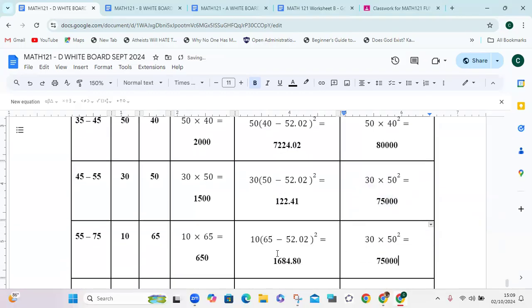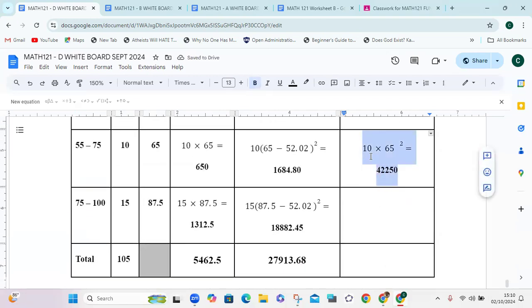The third fx squared is 10 times 65 squared. That's 42,250.